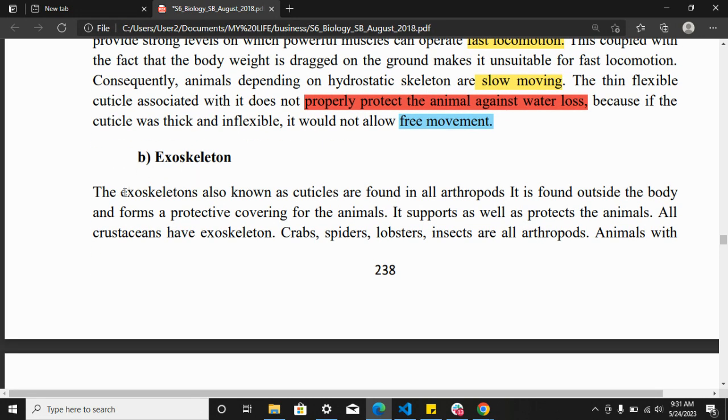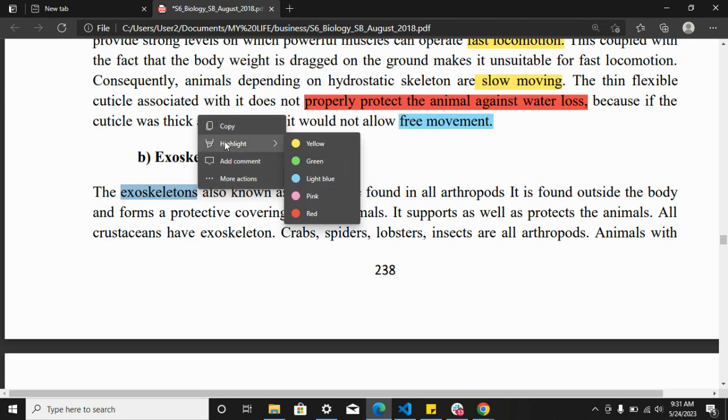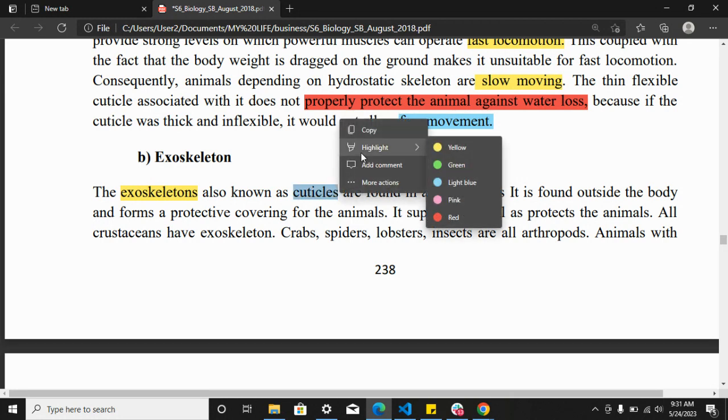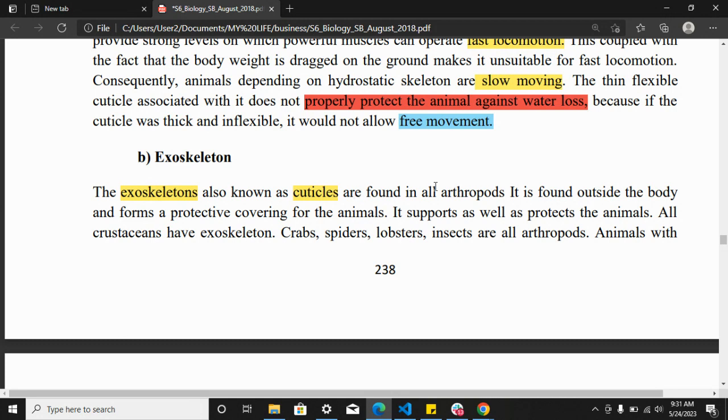So now let's go with the second type of skeleton. Dufite iyo twita exoskeleton. Exoskeleton ni actually cyangwa tuyita exoskeleton cyangwa tukaba twanayita cuticles like covers are found in all arthropods. Tuzibona muri arthropods. Actually, arthropods na ma insects menshi. So it is found outside the body sibyo and forms a protective covering for the animals. Iri inyuma y'umubiri, icyo nicyo cya mbere, kandi itanga a very protective covering hejuru ya animal. So it supports as well as protects. Ira supporting, iratanga support kuri organism, hanyuma inatanga protection. It supports as well as protects the animals.